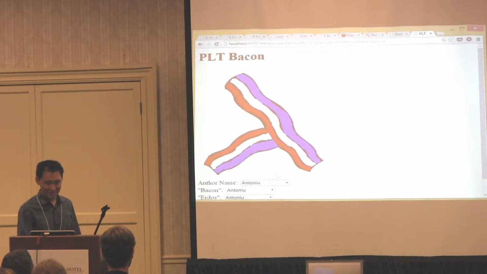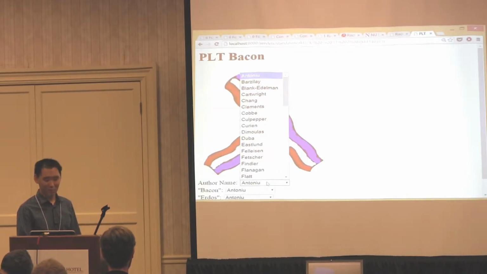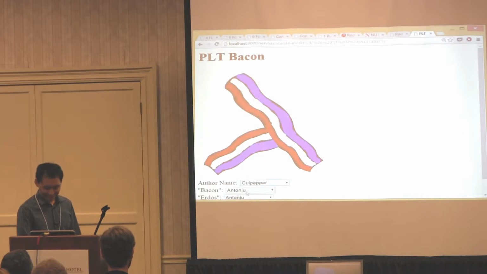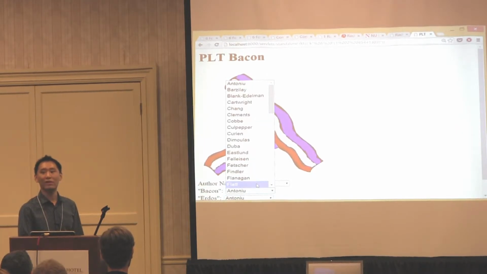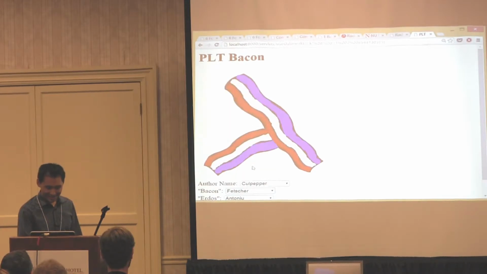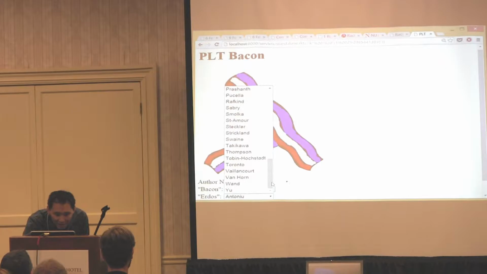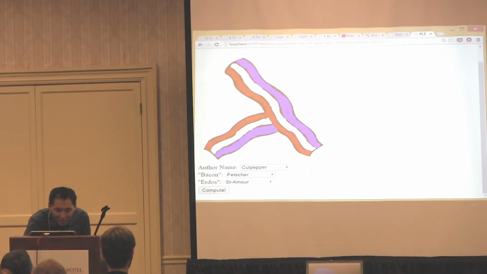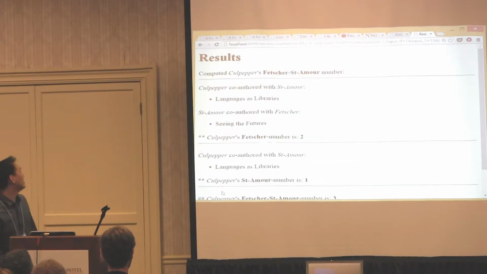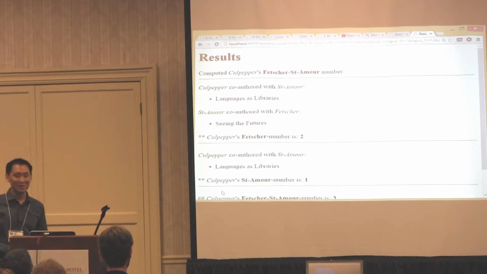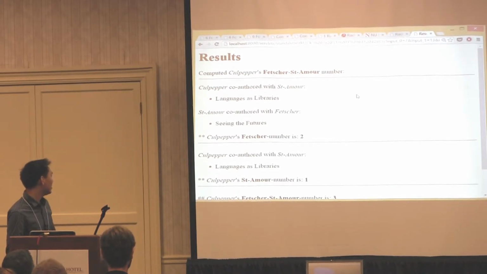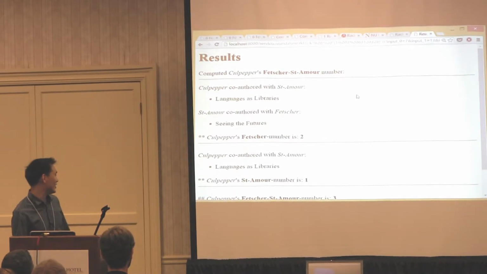Should we do one more? How about Ryan? Who else is here? Burke? And how about Vincent? And so, let's see. Ryan's Felleisen number is 2, and Ryan wrote a paper with Vincent, so his Felleisen-St-Amour number is 3.